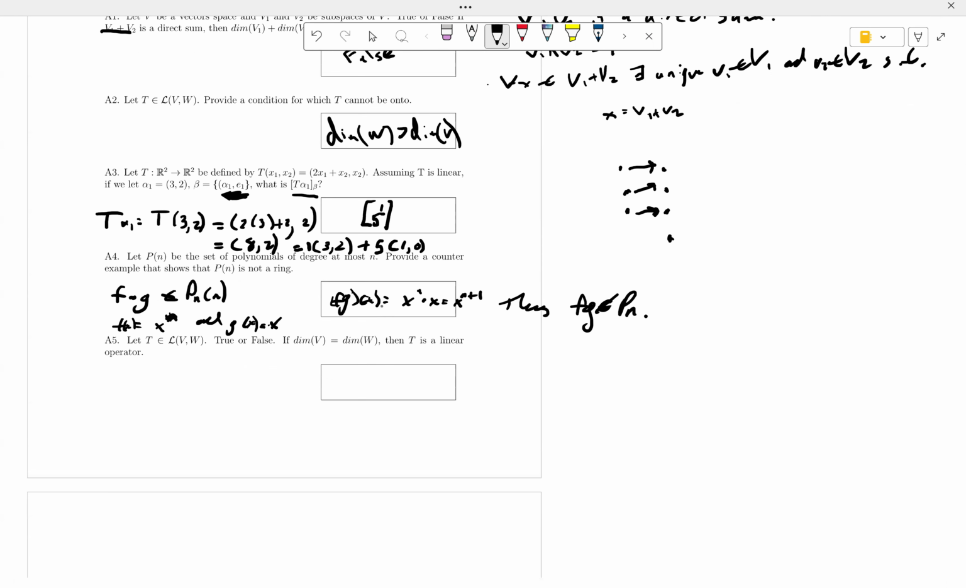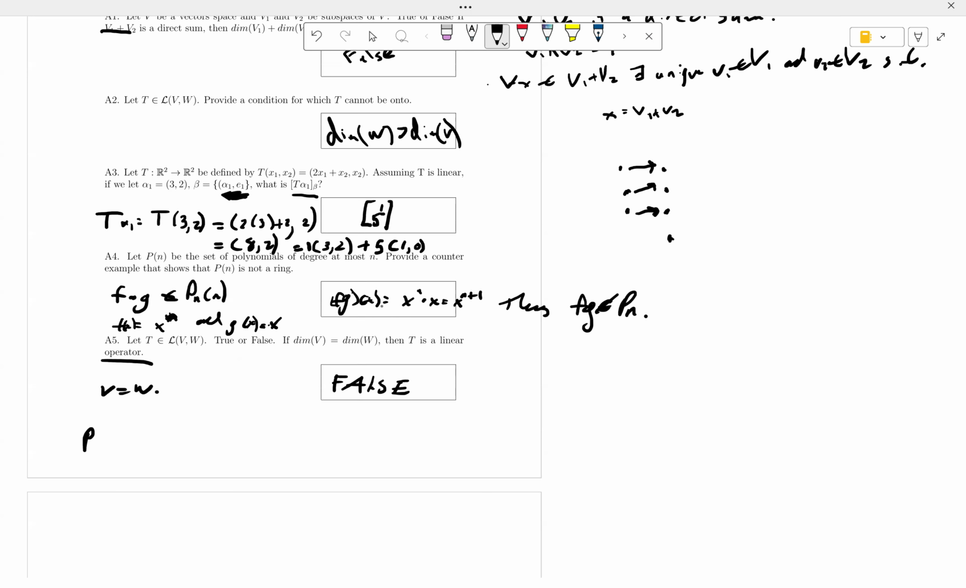A5. If we have a linear transformation T from V to W, true or false: if the dimension of V equals the dimension of W, then T is a linear operator. And this is false. To be a linear operator, V has to equal W. Just because the dimensions are equal does not mean the vector spaces are equal.